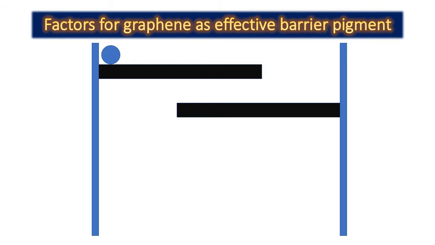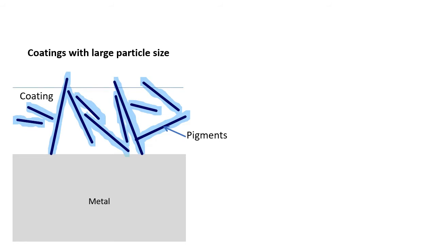moisture. To make graphene an effective barrier pigment, a few things seem to be critical. First, the particle size of graphene pigments. Particle size affects orientation and arrangement of the planar pigments, which could be very important to the barrier effect as we saw in the demonstration. A very high particle size may introduce defects into the coating. The reason for this is that the particles larger than the thickness of the coating will provide an easy pathway for agents of corrosion to reach the metal surface.